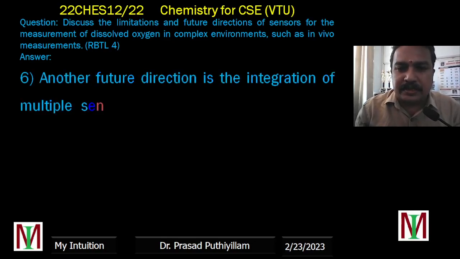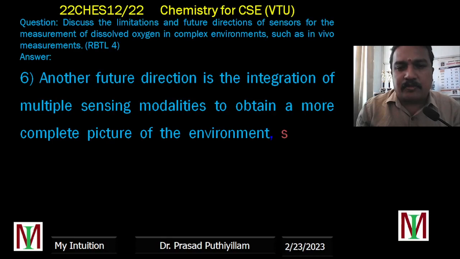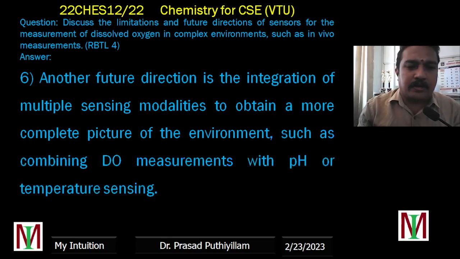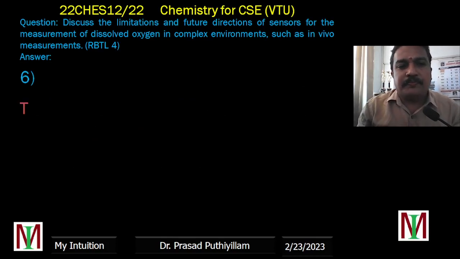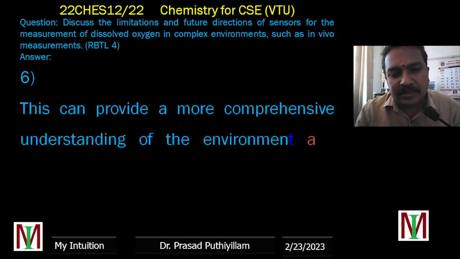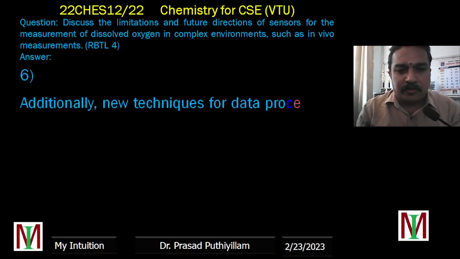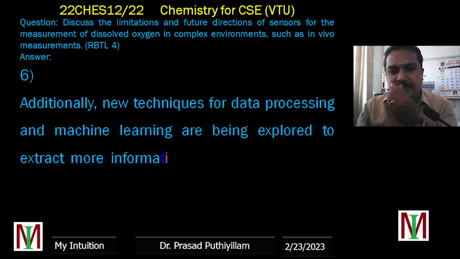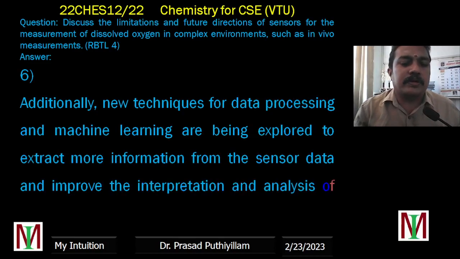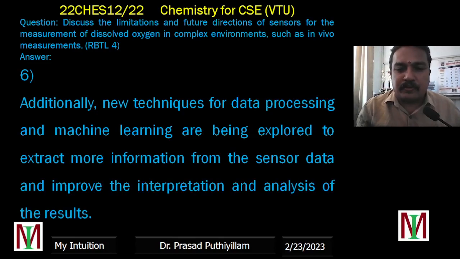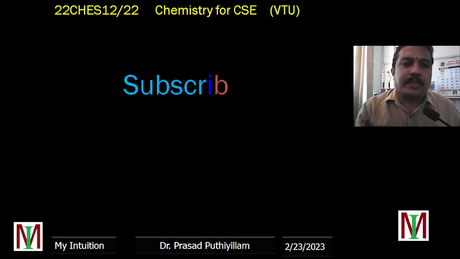Another future direction is the integration of multiple sensing modalities to obtain a more complete picture of the environment, such as combining DO measurement with a pH sensor and temperature sensor working together. This can provide a more comprehensive understanding of the environment and improve the accuracy of the measurements. Additionally, new techniques for data processing and machine learning are being explored to extract more information from the sensor data and improve the interpretation and analysis of the results.